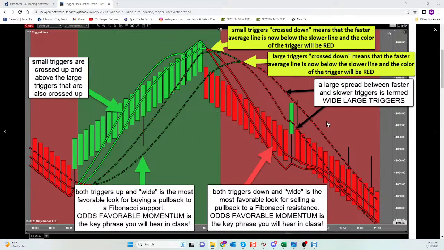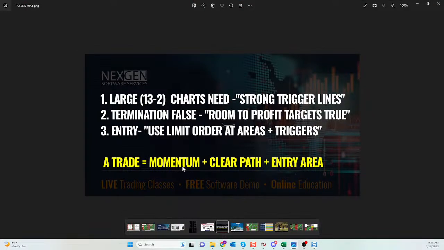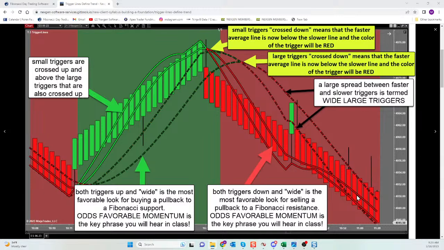If you let every trade start with those strong trigger lines, well, then you've already taken care of the first one in the equation. Momentum. If the small triggers return to the large triggers and work their way inside, it's a weakening of the large triggers. When you weaken the large triggers, guys, anything can happen up or down. It becomes more of a dice roll than an advantage.